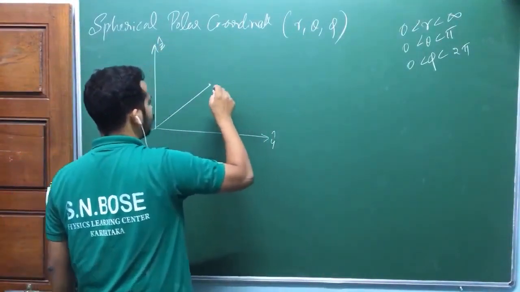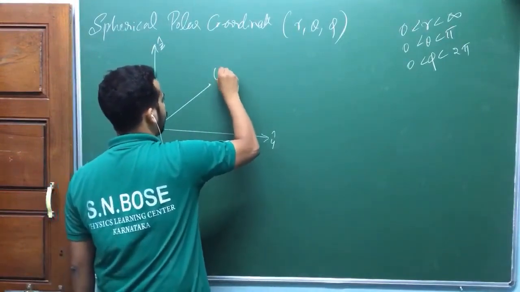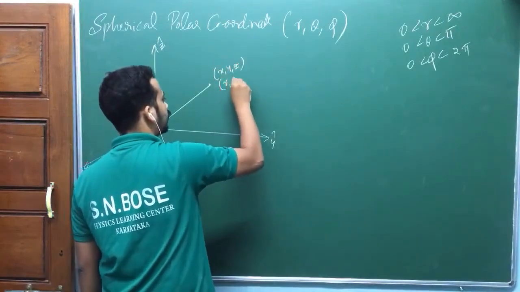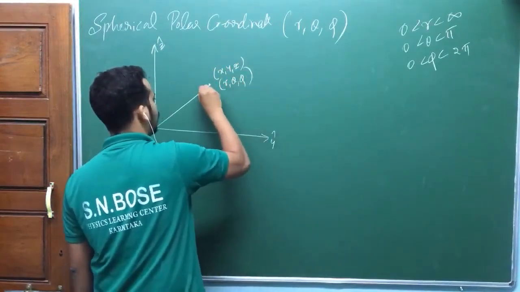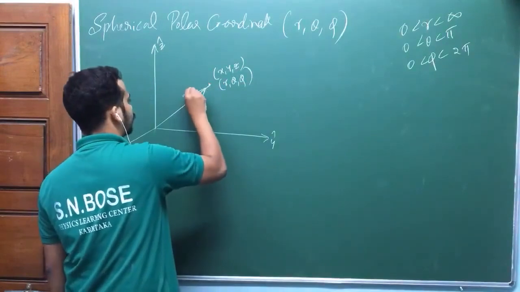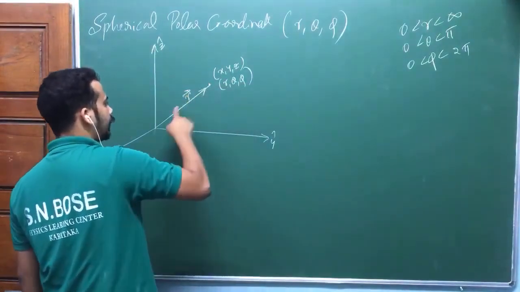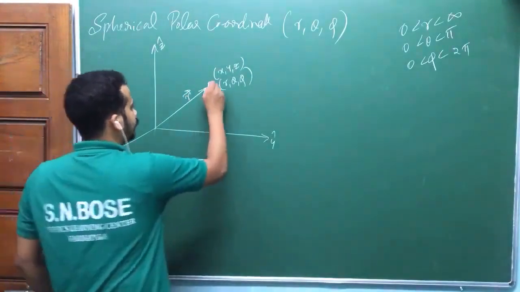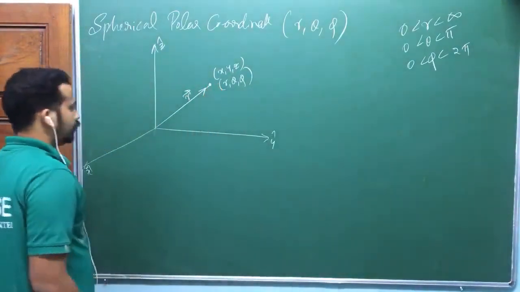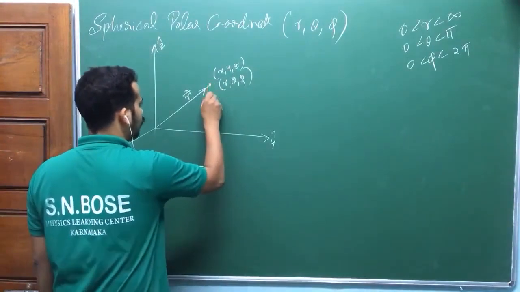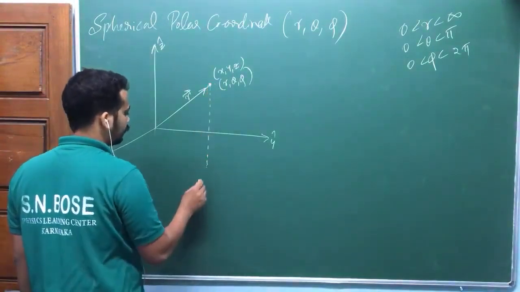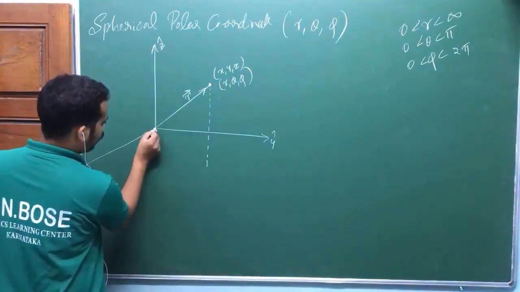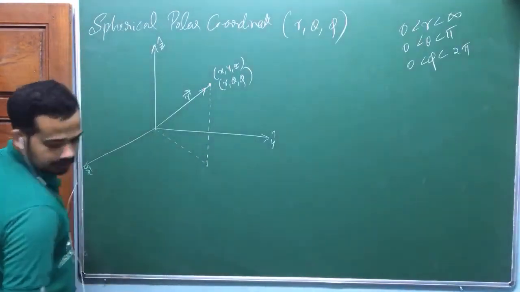Now that point in space can be written as x comma y comma z, or it can be specified by r comma theta comma phi. This is my position vector, r vector, and r is the magnitude of this position vector. You know that one. This is a point in space. Now you take the projection on the xy plane, and you draw it like this, isn't it?